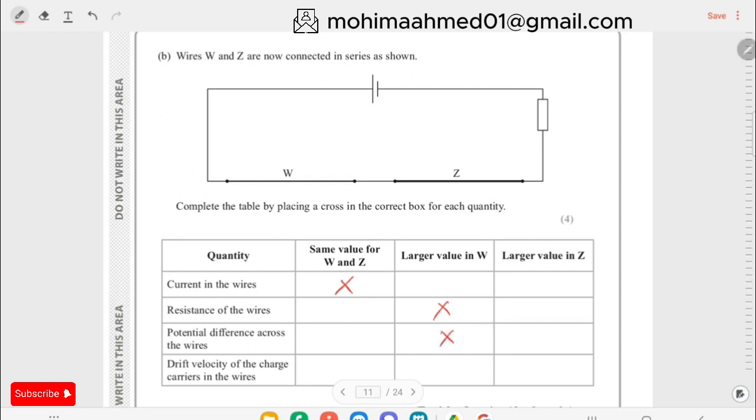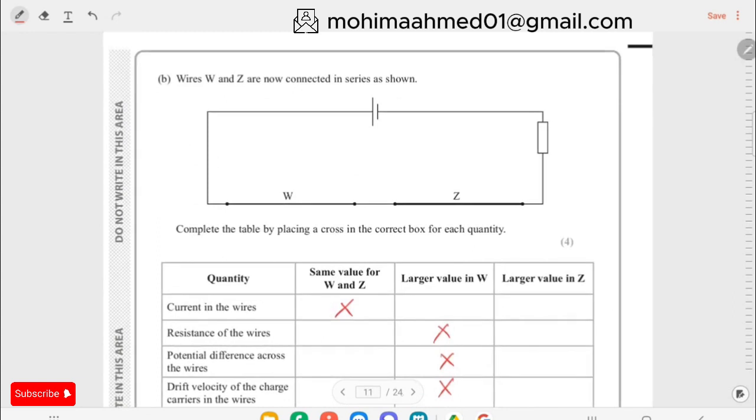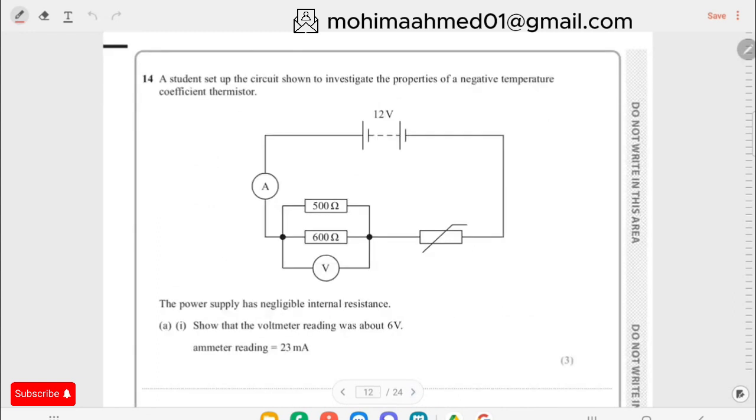And the drift velocity of the charge carriers in these wires: this was the calculation that we did for the previous question. We found out that the drift velocity for wire W was 4 times the drift velocity for wire Z. That means the drift velocity for the charge carriers is larger for wire W. So this is done. We're done with question 13. We'll move on to question 14.